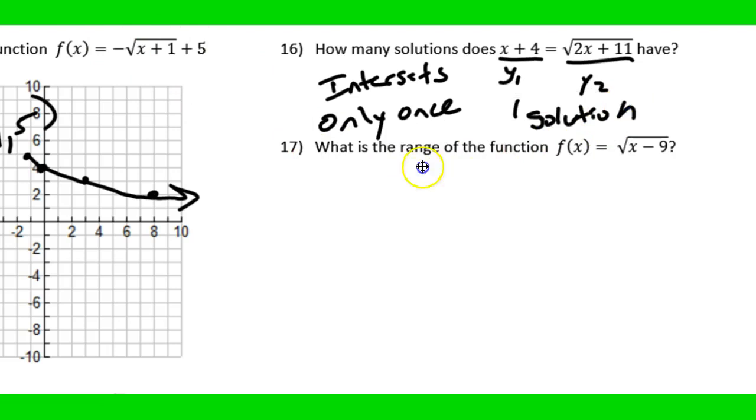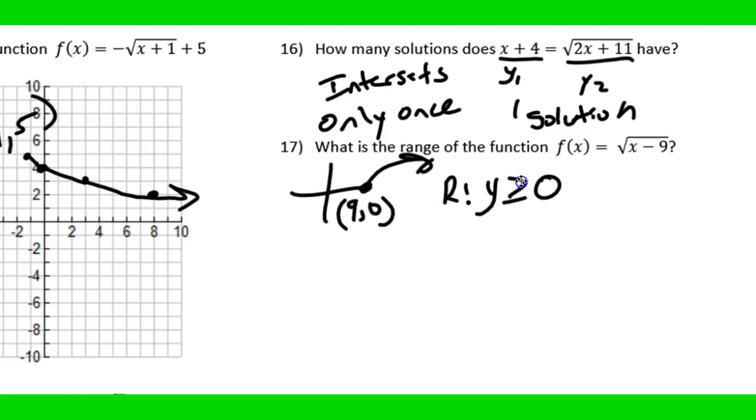Now, what is the range of the function? What's the range of this one? All right, so again, I'm gonna do a rough sketch real quick. Right 9, all we have is right 9. So, right 9, right here. So that point is 9, 0. Because it's right 0, the range, all right, see all the y's increase from here. So we're going to say that y is greater than or equal to 0. All right, there we go.